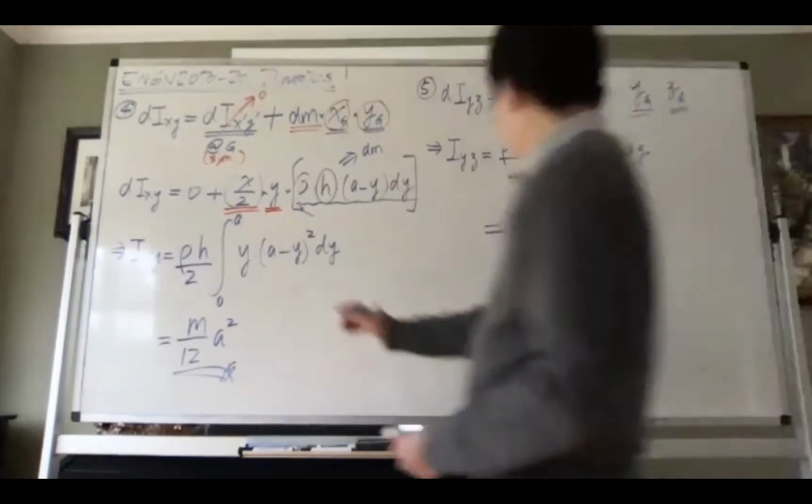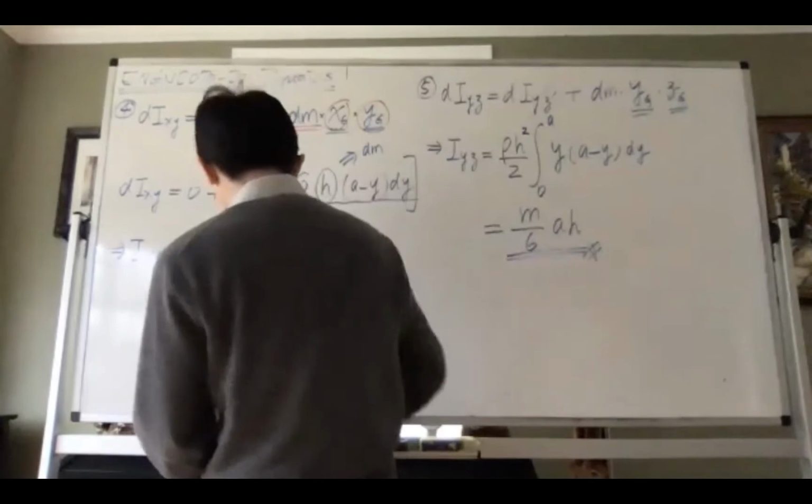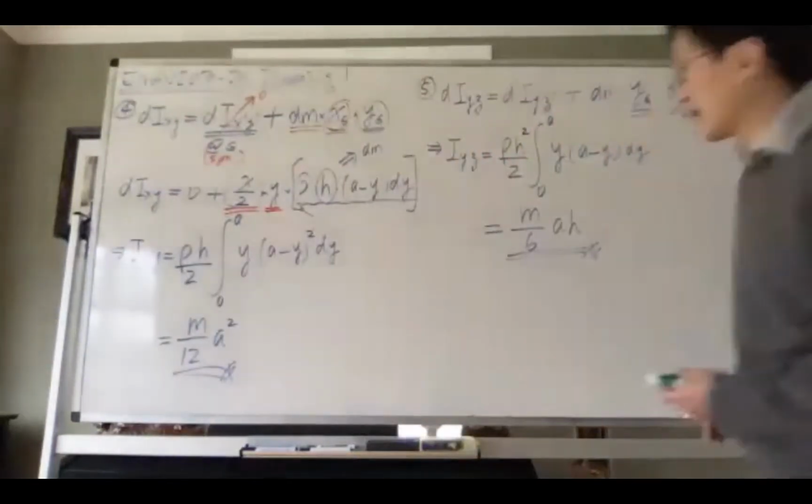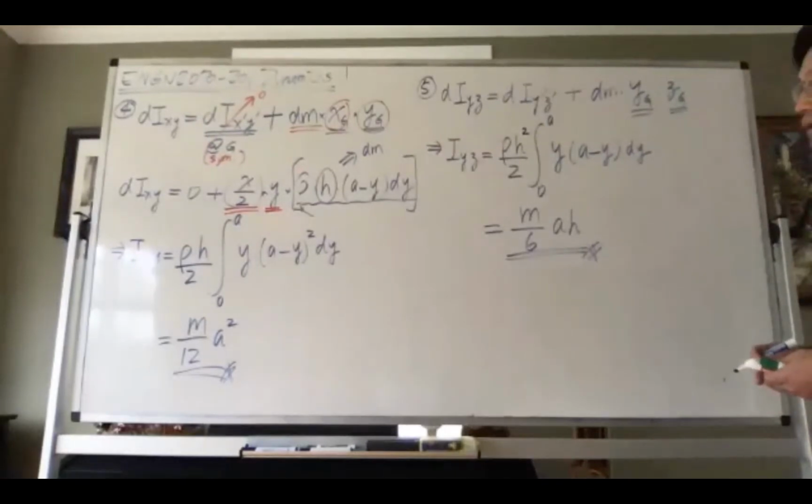Well, I think I missed an h here. There should be a, no, there's no h because it's a squared. In the total mass, you already have an h. So that's correct. So this is Iyz.